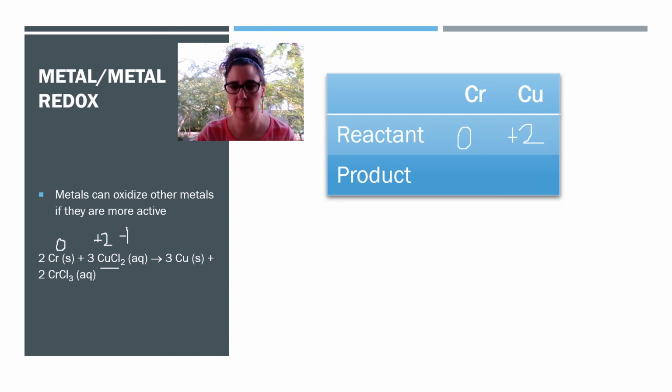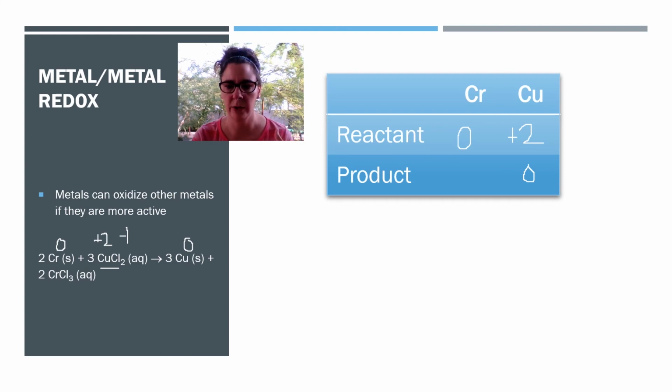Okay, let's move now to the product side. So we have 3 Cu solid. Now copper has gone into its free metal state, so we know its oxidation number is 0. I'll put that in under copper as 0 here.